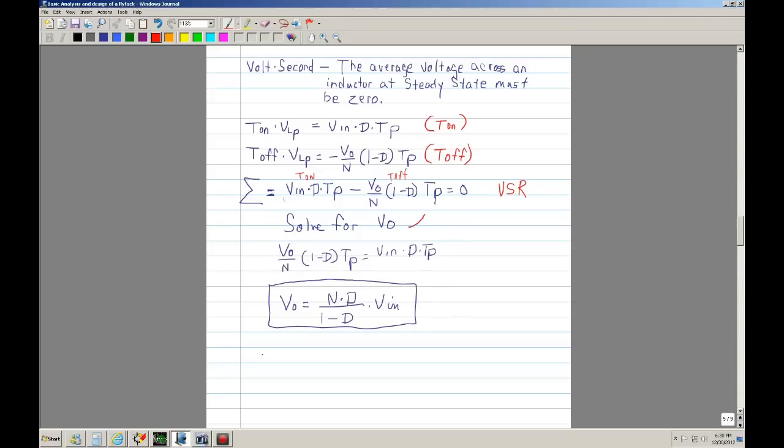So all we have to do is solve for V out. Here's the equation: V out divided by N times (1 minus D), times Tp, equals Vn times D times Tp. So you end up with this equation. This is the transfer function of a flyback. Basically it tells you what the output voltage will be, and that it is dependent on the duty cycle and the input voltage.